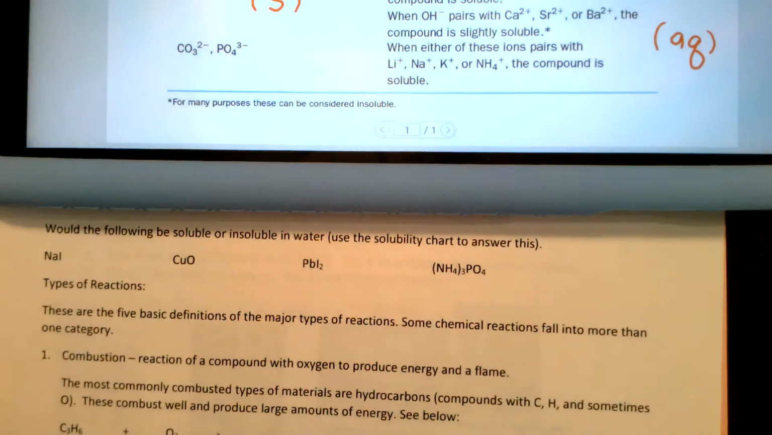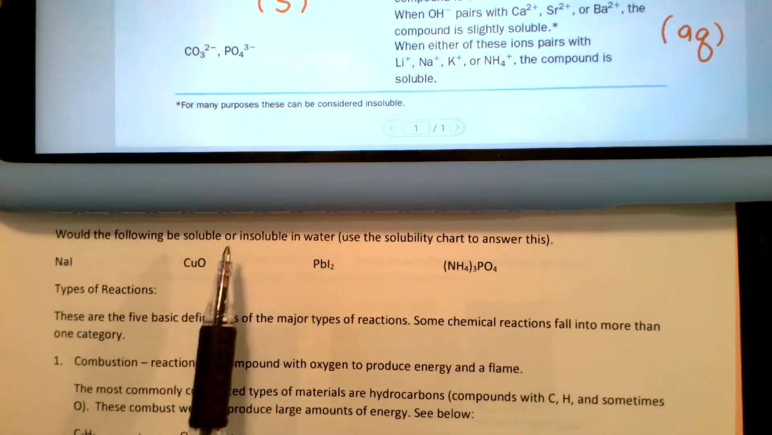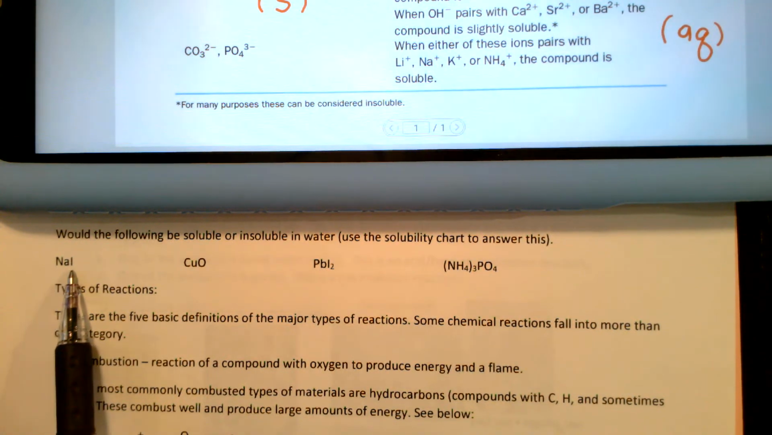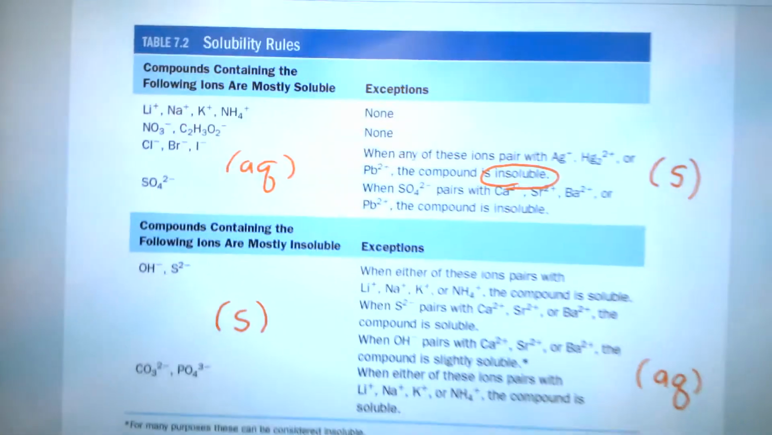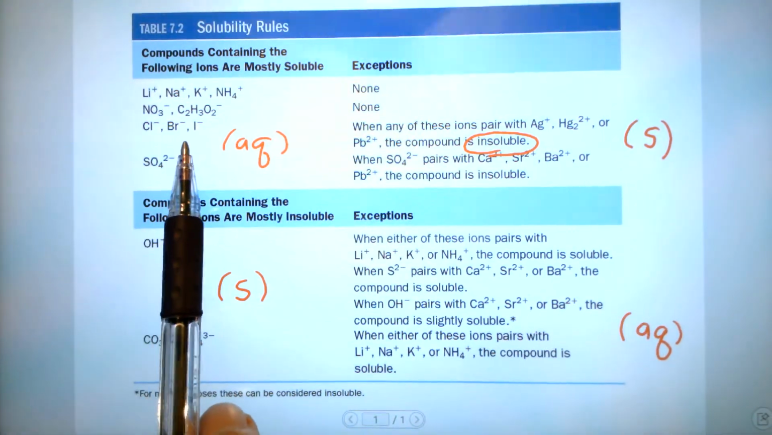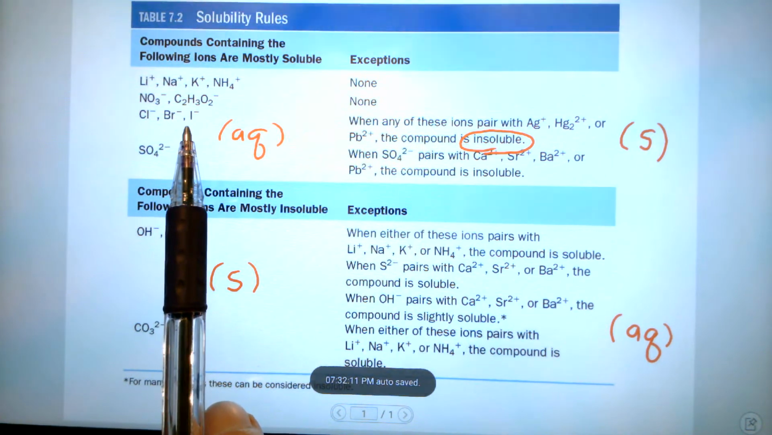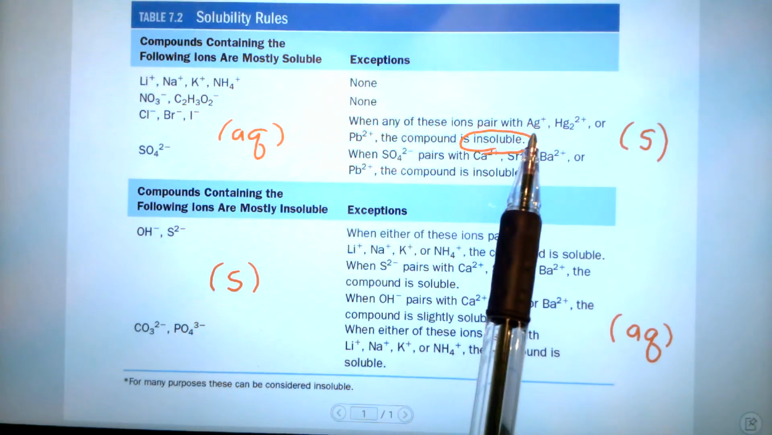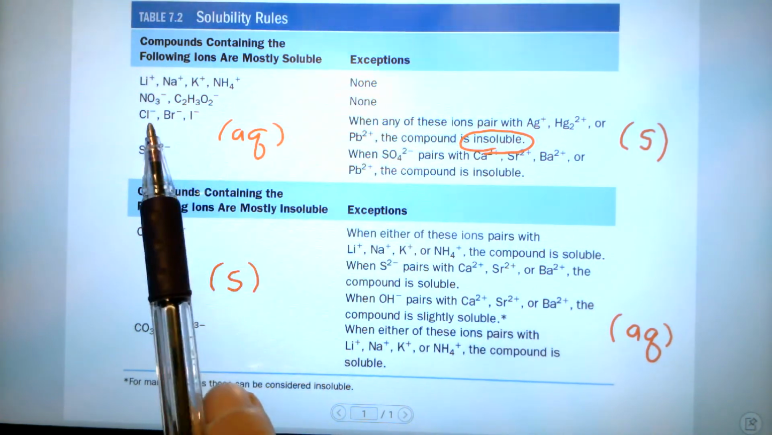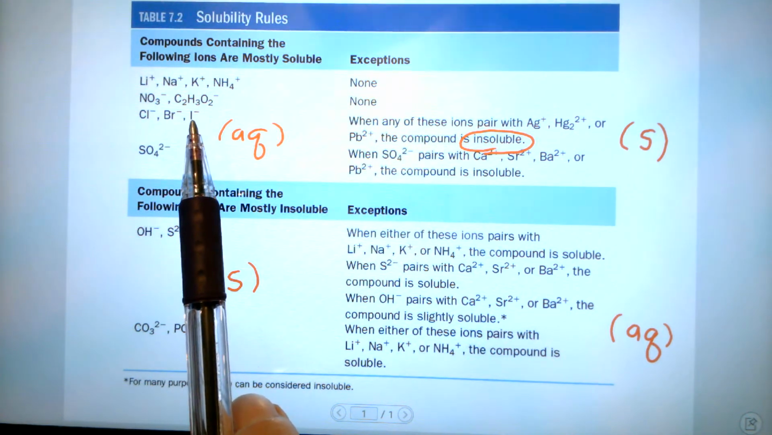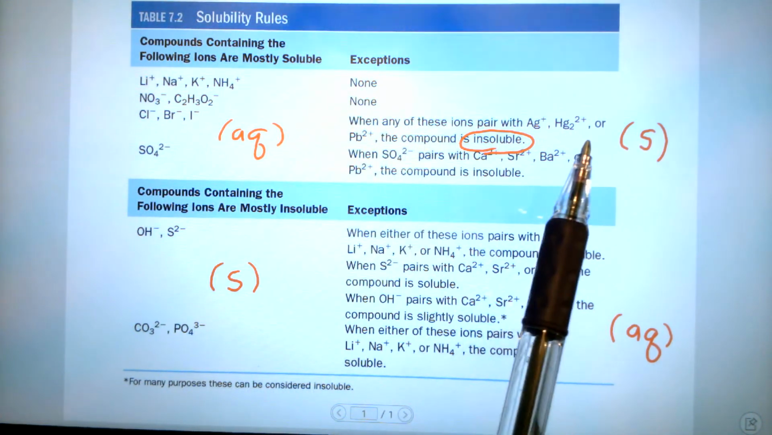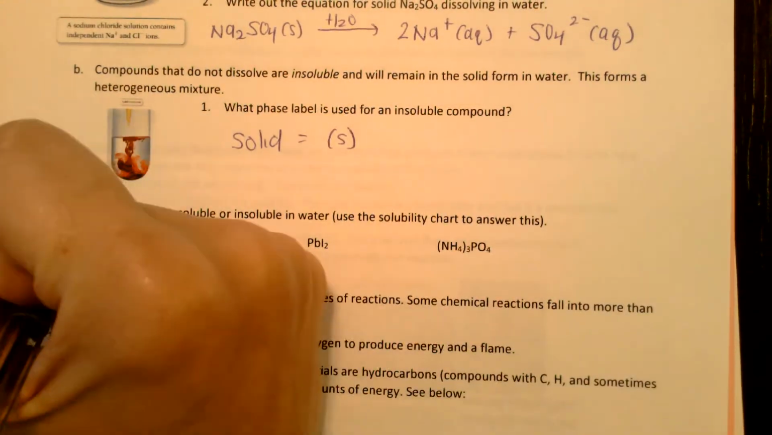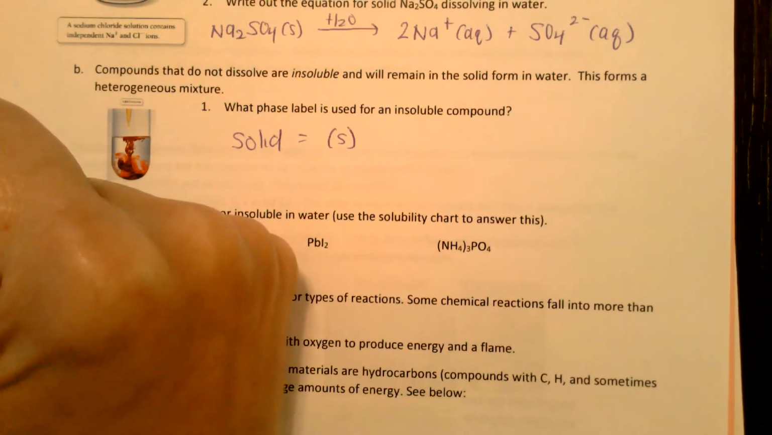Okay, so we're going to use our solubility chart to see if this compound would dissolve or not in water. So the first one we have is NaI. So if we look over here, iodide is mostly soluble, so it's going to be aqueous. And we're going to look and see if sodium is an exception. It's not, so this would be soluble. So again, iodide is mostly soluble in water. The exceptions here are cations, so it's going to stay aqueous. So this one would be aqueous.